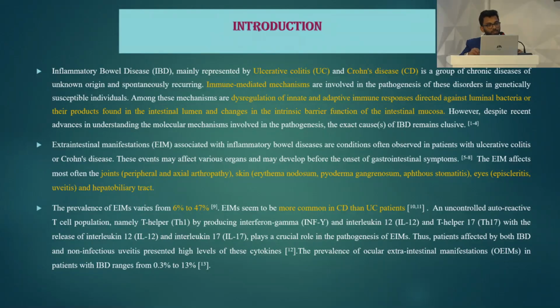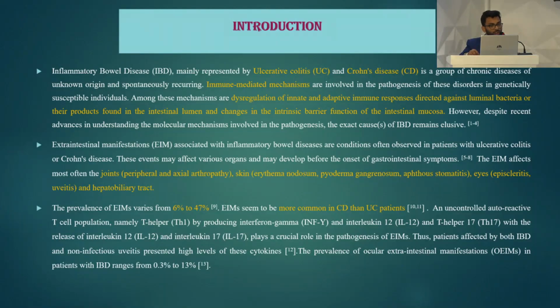And there are many extraintestinal manifestations, like in joints, peripheral or axial arthropathy. In skin, there are symptoms like erythema nodosum, pyoderma gangrenosum, aphthous stomatitis. And in eyes, we have seen episcleritis, uveitis, and hepatobiliary tract involvement.